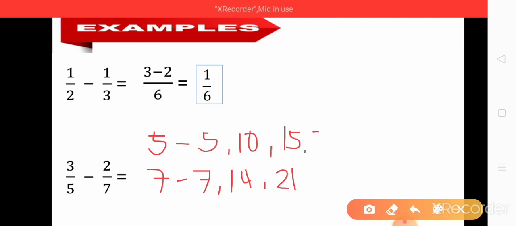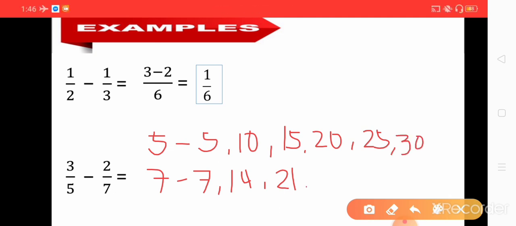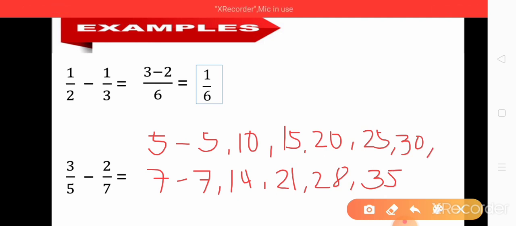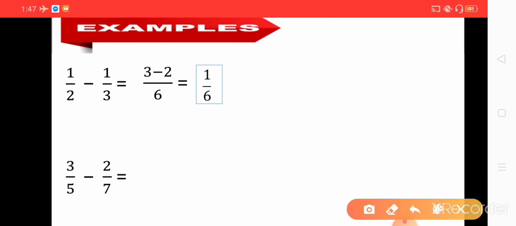So 5 times 4 will give you 20. 5 times 5 will give you 25. 5 times 6 will give you 30. So next, 7 times 4 will give you 28. 7 times 5 will give you 35. So wala pa rin. Continue. So 30. Next is 5 times 7 will give you 35. So ayun. Ang magkapareho nila ay 35. So 35 ngayon ang ating LCD.